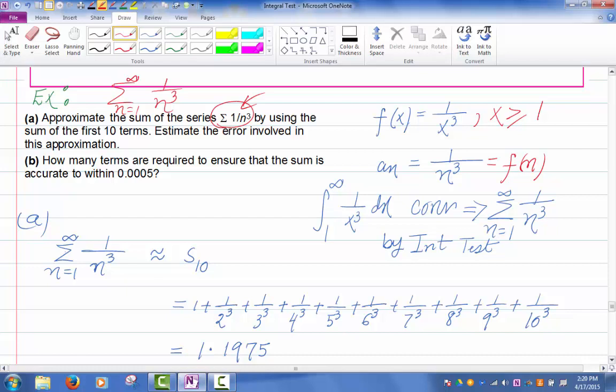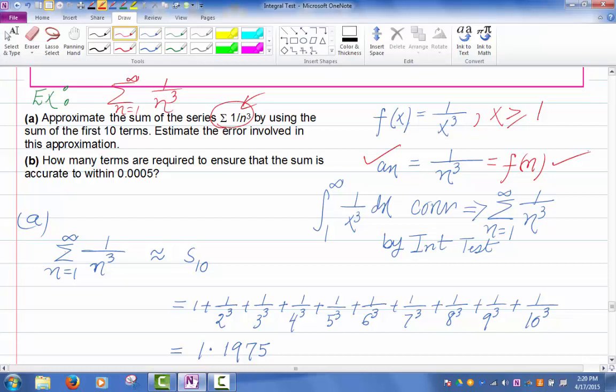Notice then the terms of the series are basically the values of the function f at the positive integers, right? So what is the nth term of the series? The nth term of the series is the same as f of n. Okay? Is everybody okay with that?